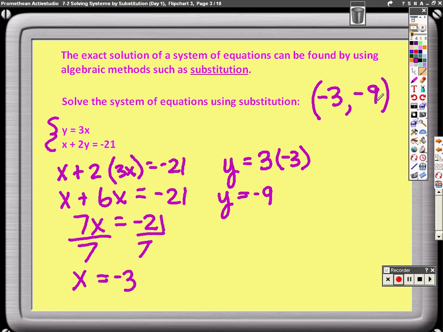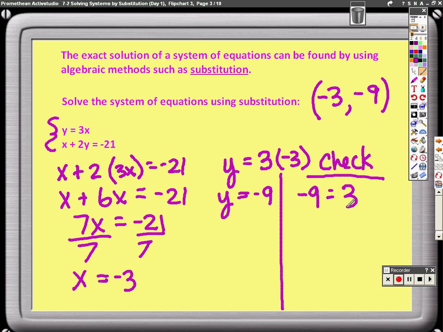Okay, and I can check my work by substituting those values back into the equations. I have negative 9 for y. So it's negative 9 equals 3 times negative 3. That x and y value in that original equation have now been substituted in with the x and y value in my solution. And when I solve that, I end up with negative 9 equals negative 9. That's a true statement, so it works for that equation.